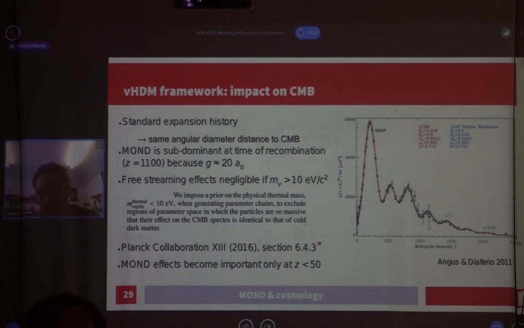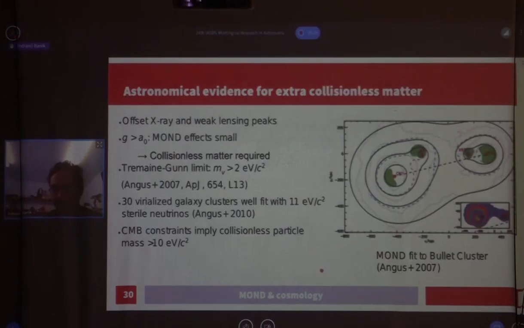So then you might be wondering, when does MOND actually become important? And the answer is when the redshift drops below about 50, the expansion of the universe means that the gravitational fields become weaker, and then MOND becomes important.